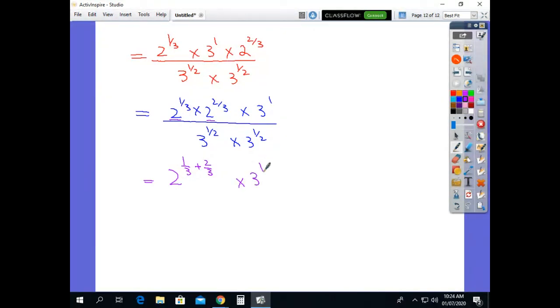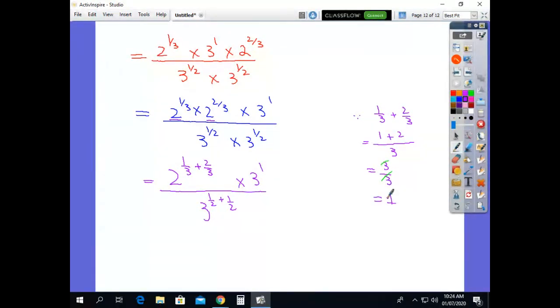Similarly, the next one is 3 raised to power 1. In the numerator, the bases are the same. We add the powers 1 by 2, 1 by 2. After calculating it with a calculator or taking the LCM, here we take the LCM of 1 by 3 plus 2 by 3. What is the LCM? The LCM is 1 plus 2, it becomes 3 by 3, and 3 by 3 after cancellation becomes 1.